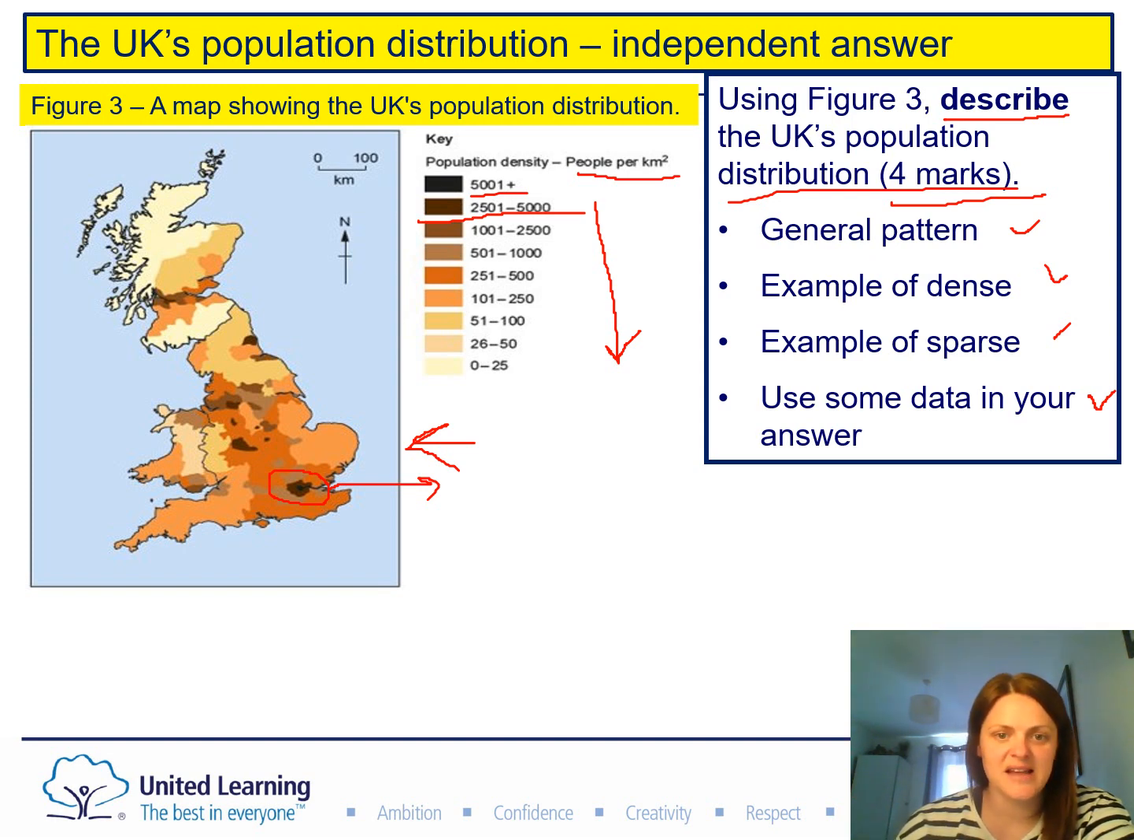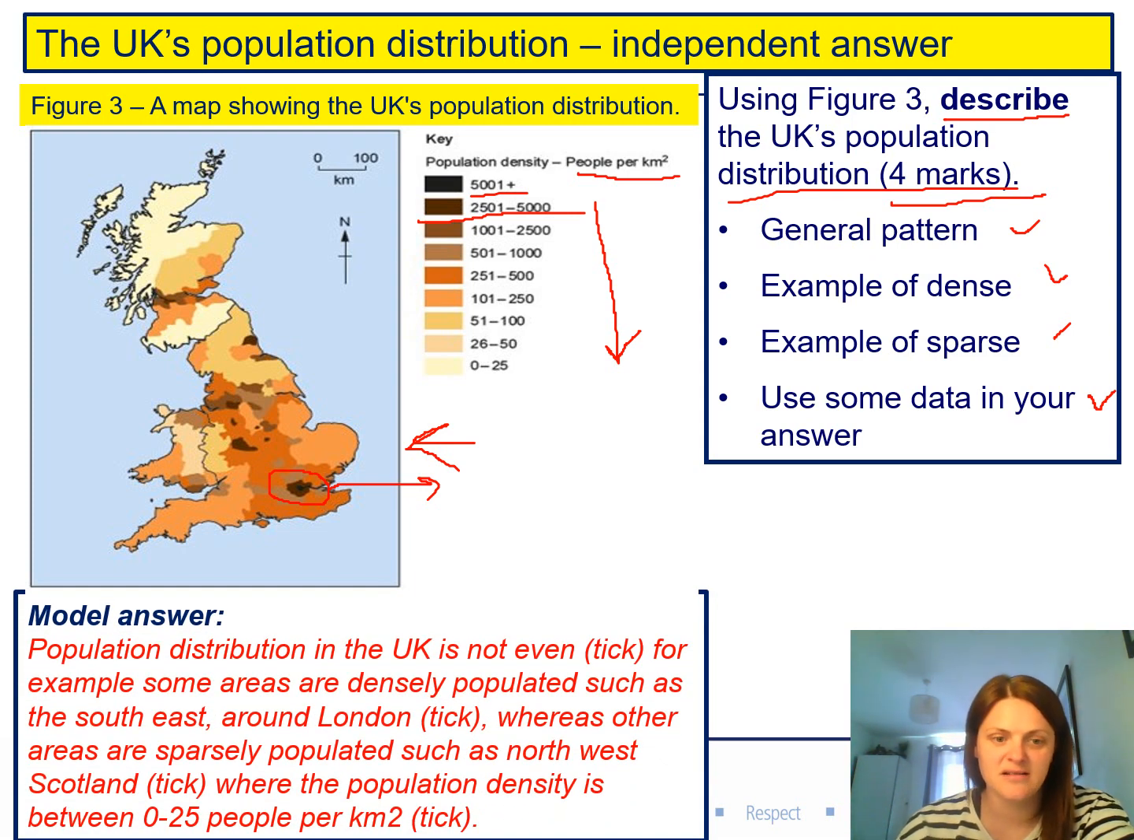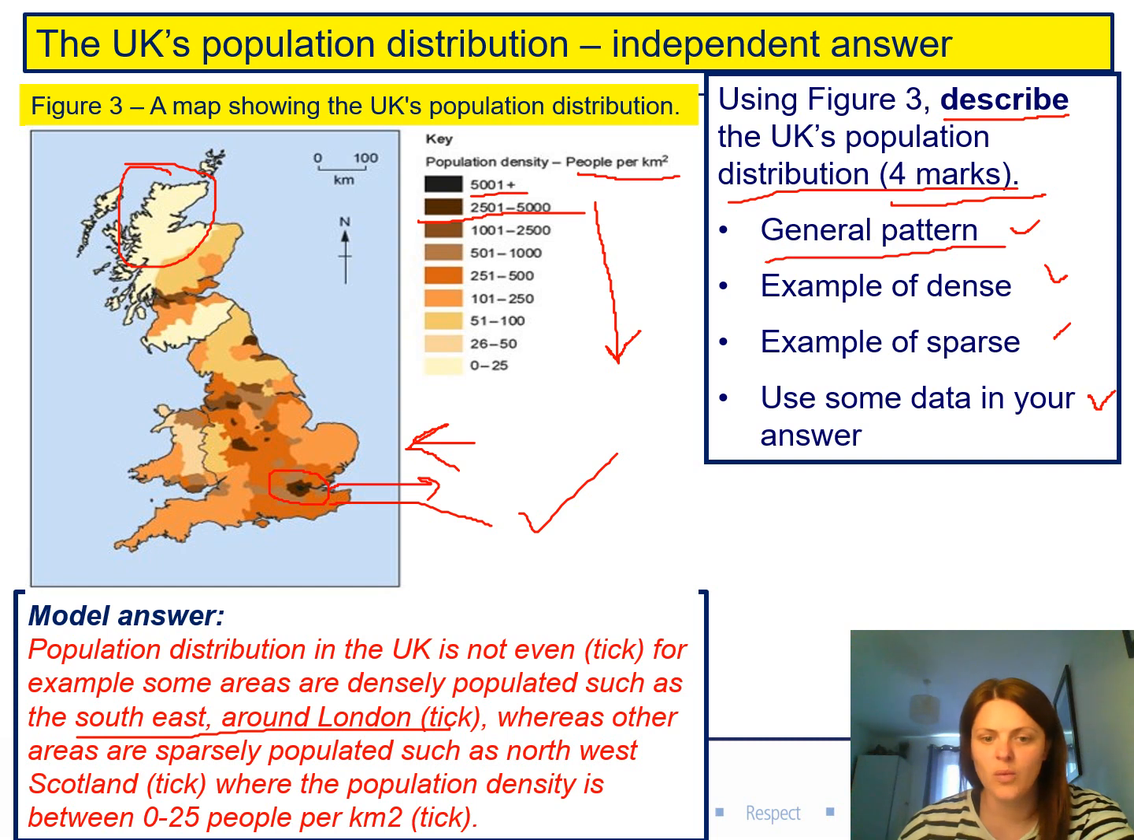Okay, let's see some answers. So get your green pens out and let's give it a tick. So you should have said that the population is not even. Okay, so that refers to the general pattern. It is not even. As you can see, all over the UK, there are different amounts. Some areas are densely populated, such as the southeast around London. Good, so you should have written that as London. Well done. Whereas other areas are sparsely populated, such as the northwest of Scotland, where the population density is only between 0 to 25 people per square kilometre.